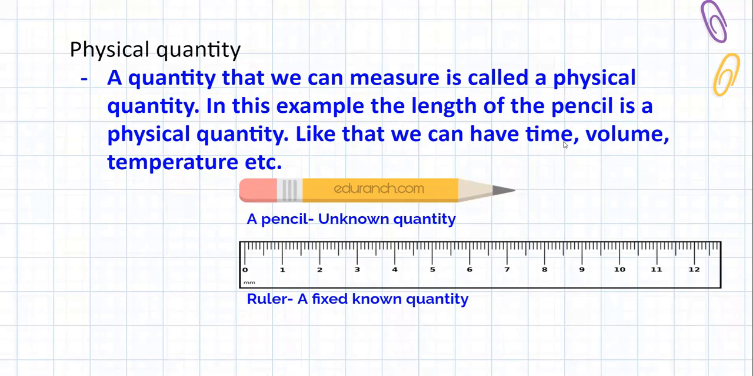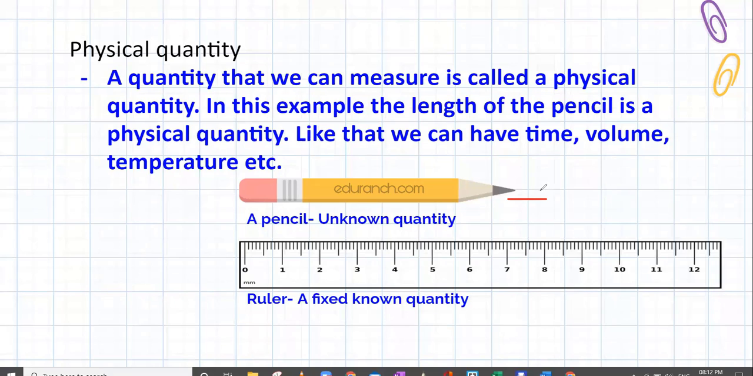Okay, now what is a physical quantity? A quantity that we can measure is called a physical quantity. Now here in this case, this pencil is a physical quantity because we can measure the length of this pencil. Like that, time, volume, temperature, all these are physical quantities.